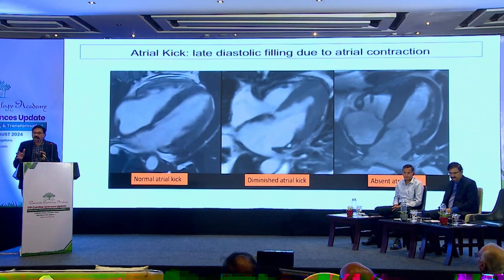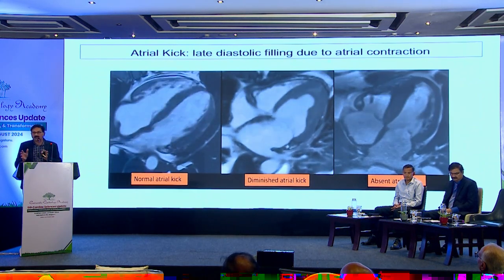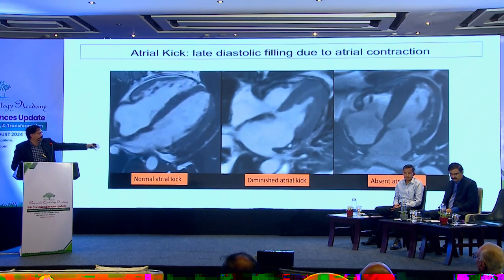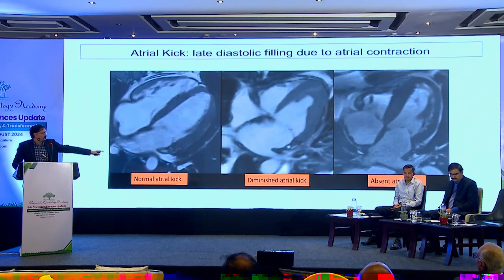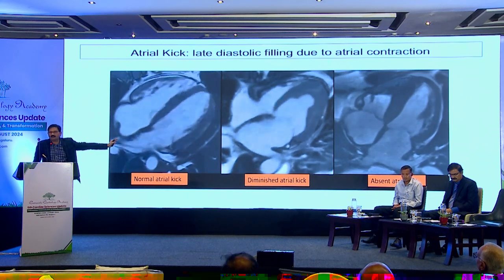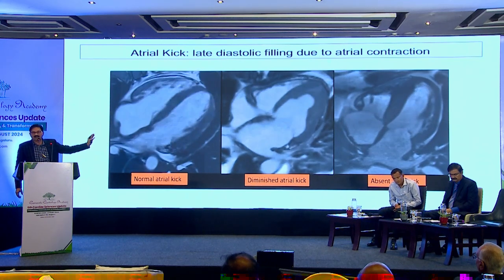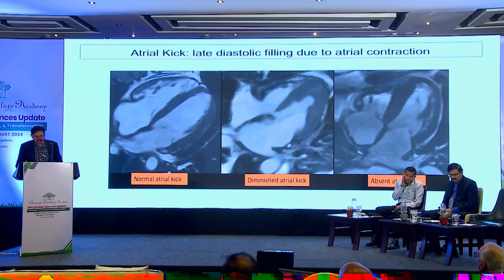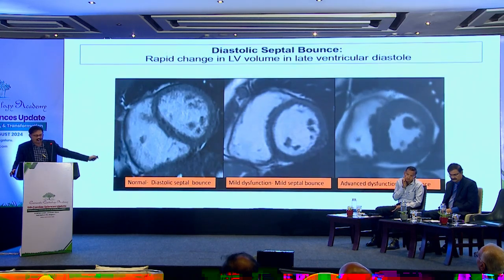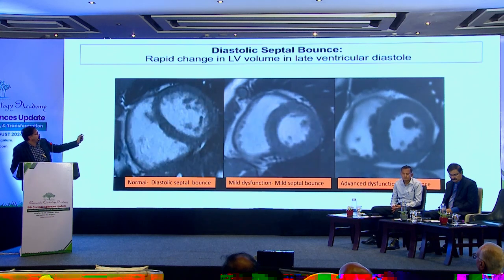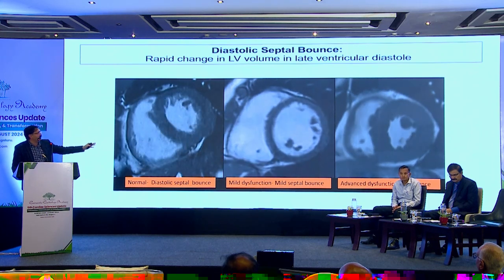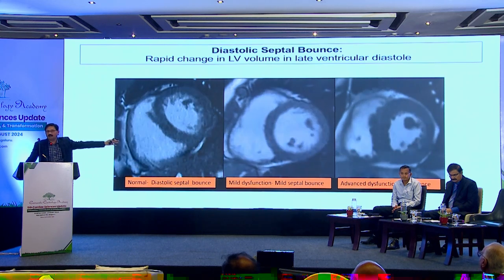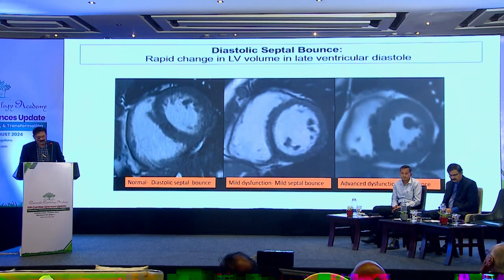And this is something called atrial kick, which you can see on an echo as well as on a cardiac MRI, the way in which it is normal versus diminished versus absent. So panel 1 is heart failure with preserved ejection fraction in a stage of reversibility, and the last panel shows that it cannot be reversed. Your patient is out of hand. Similarly, if you see the diastolic septal bounce, it is a rapid change in LV volume in late ventricular diastole. So again, the progression, mild versus advanced. Clearly, you can see the difference on a cardiac MRI.